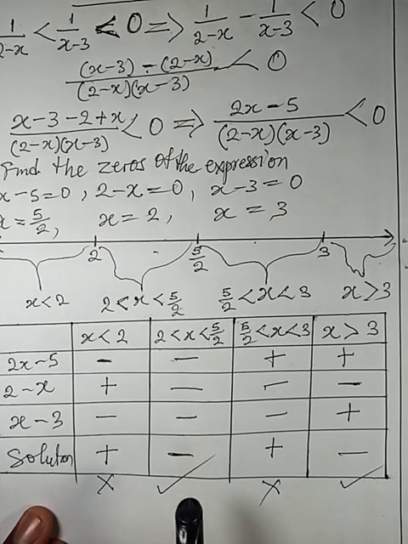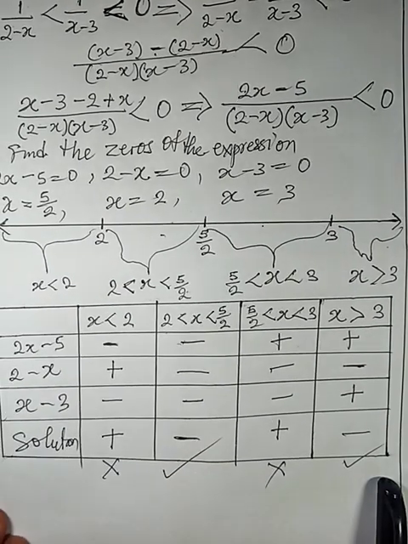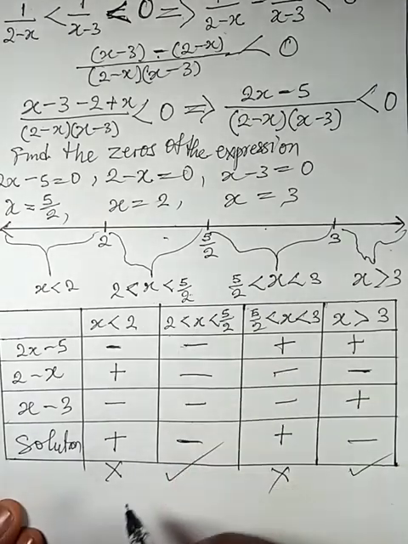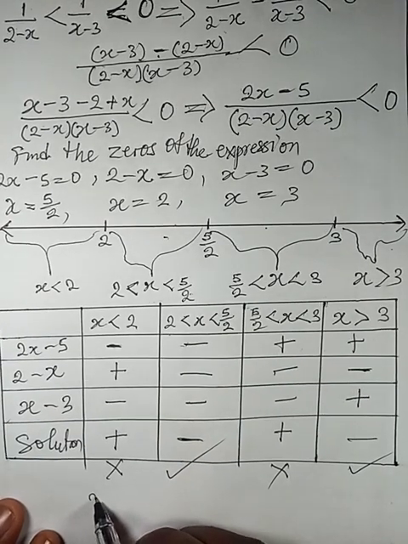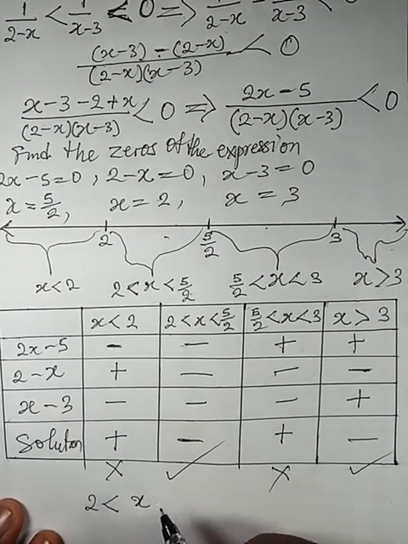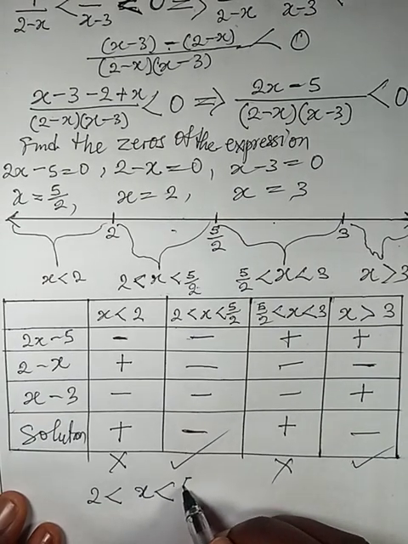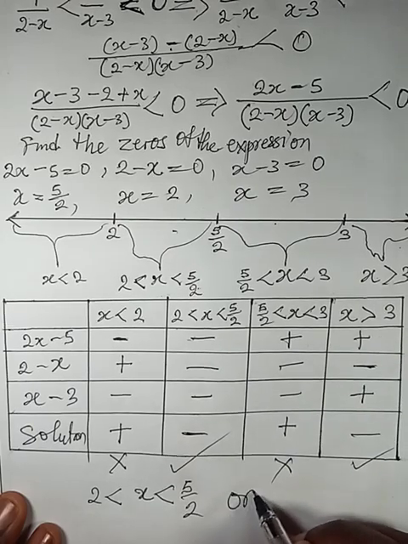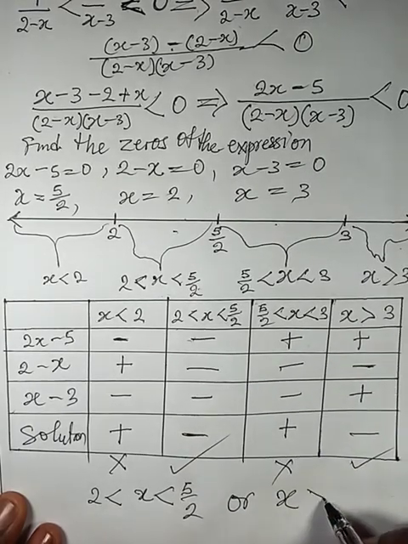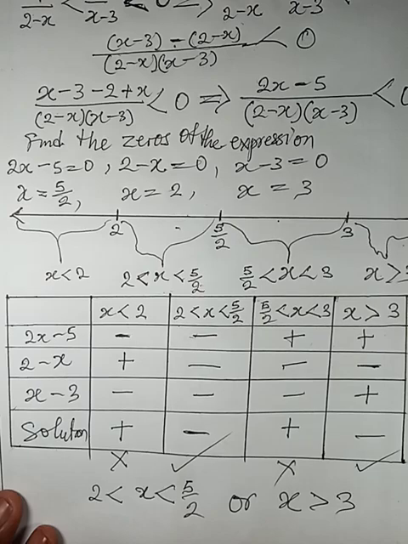So my two solutions are here and here. So my final answer will be this interval. It means that 2 is less than x and x is less than 5 over 2, or x is greater than 3. These are my solutions.